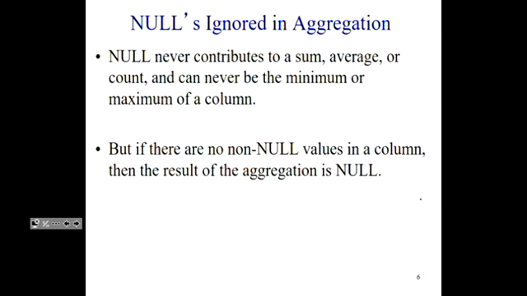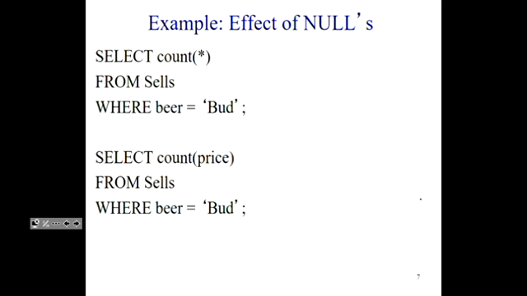A minor annoyance about aggregation is how you deal with nulls. Nulls don't contribute to aggregation. So they don't contribute to a sum, average, or a count, and can never be the minimum or the maximum of a column. On the other hand, if there are no non-null values in a column, then the result of the aggregation is null. Here's an example.